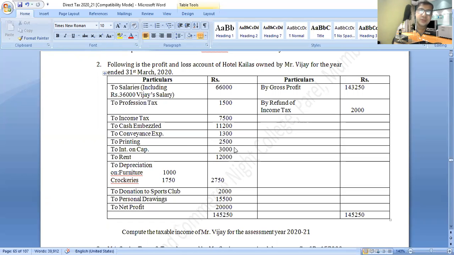Interest on capital 3,000. It is disallowed. In the last problem also we discussed the interest on capital. It is the capital of the owner. It is not related to the business. Therefore, this interest is disallowed.